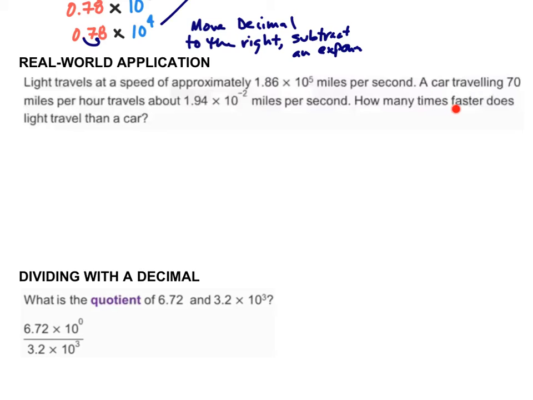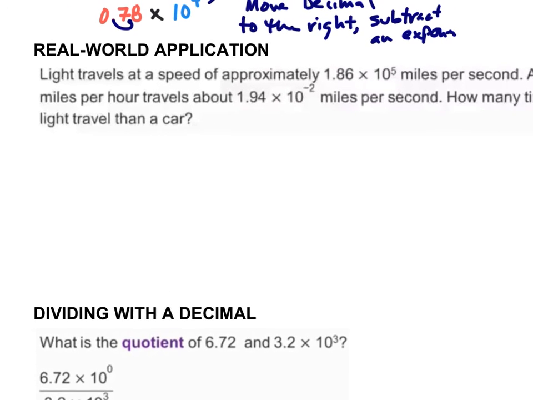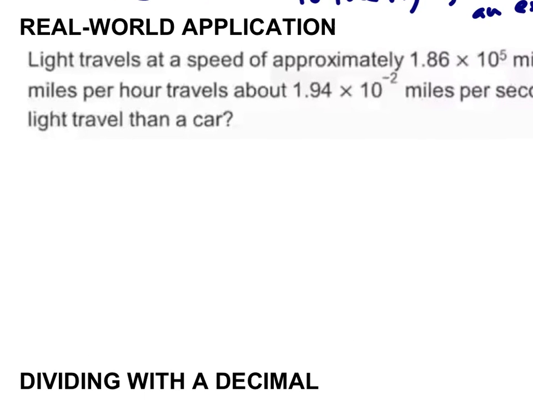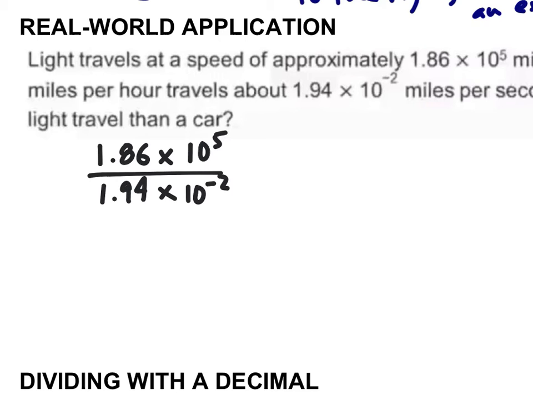Okay, so how many times faster does light travel than a car? When it's asking this, it wants to know by what factor light travels faster than a car. Factor means multiply. So I would need to take this number, multiply it by a number to get this one, but in order to find that, we have to do division. So what I'm going to do is simply divide these numbers: 1.86 times 10 to the fifth divided by 1.94 times 10 to the negative 2.